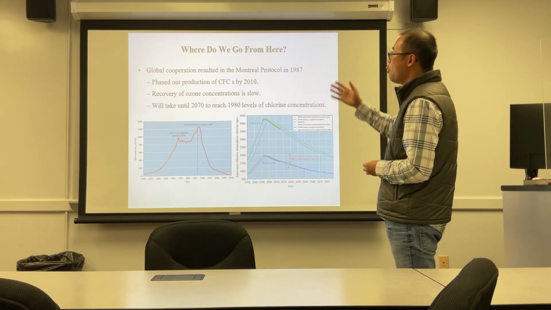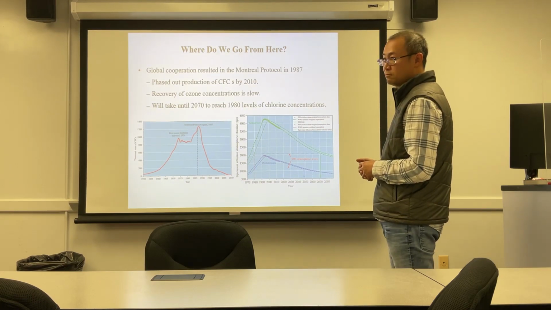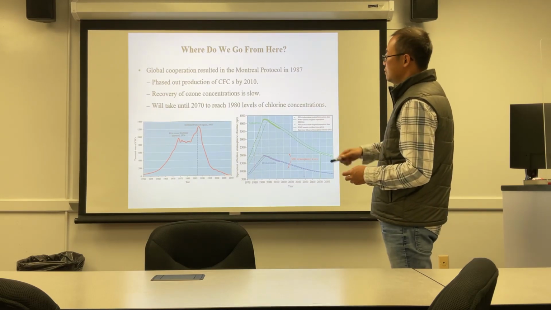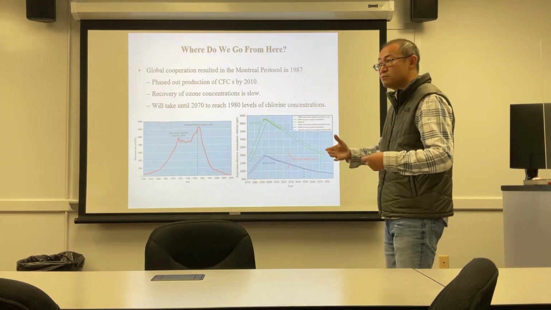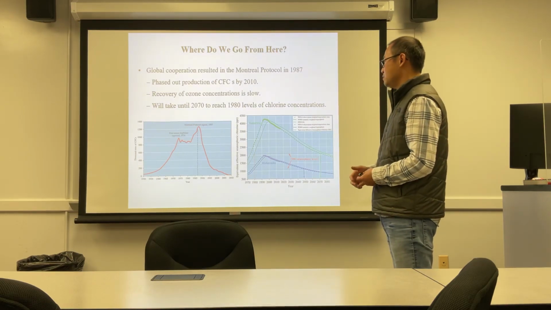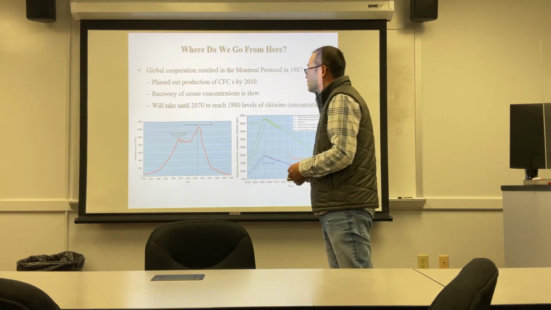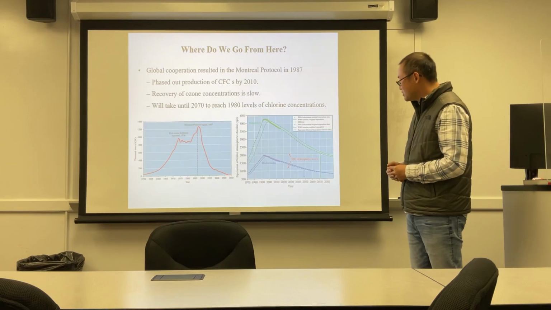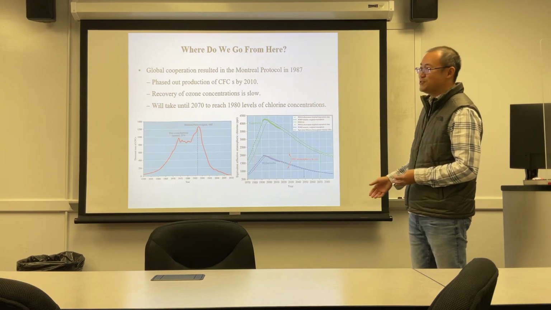Okay, 1987. The goal of this protocol is to phase out the production of CFCs by 2010. By now it's completely phased out. Even so, the recovery of ozone concentration is very slow, because ozone content was already depleted. It takes years for us to realize CFCs are damaging ozone. It's anticipated that it takes until 2070 for the ozone level to return to the level of 1980, when we first started to use CFCs.